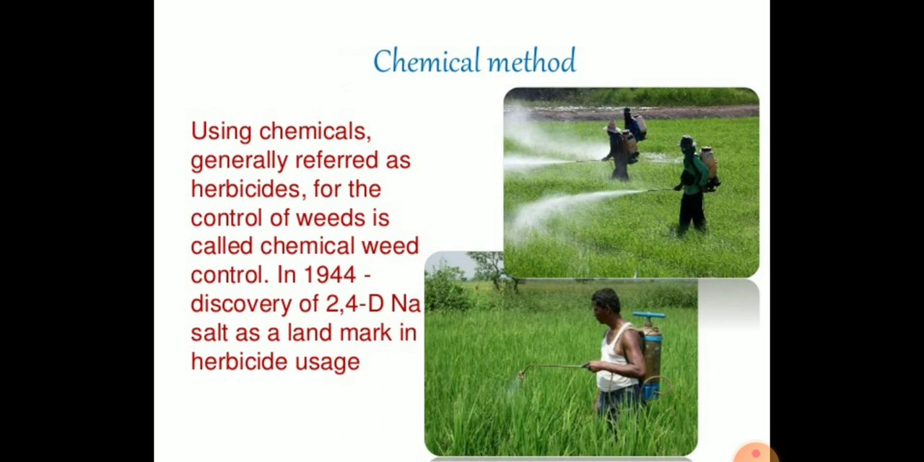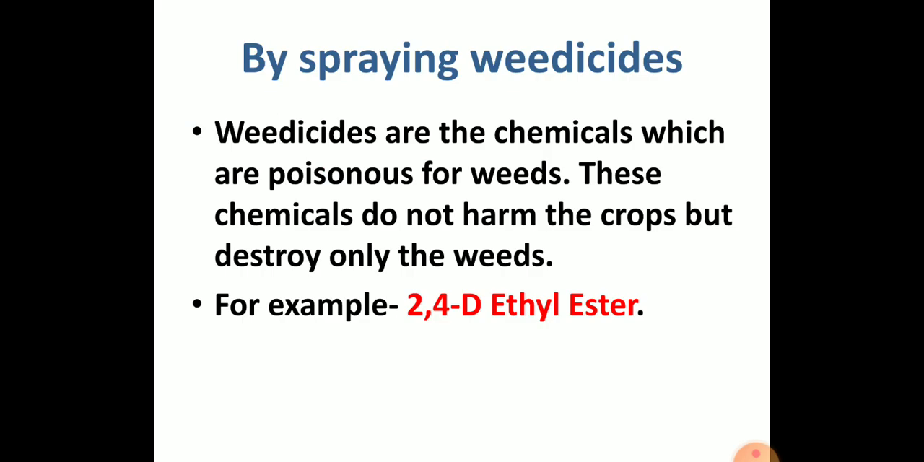Now let us understand the chemical method. Using chemicals is generally referred to as using herbicides. A herbicide is a pesticide used to kill unwanted plants and it is used for the control of weeds. So it is a chemical weed control. Weedicides are the chemicals which are poisonous for the weeds. These chemicals do not harm the crops but destroy only the weeds.